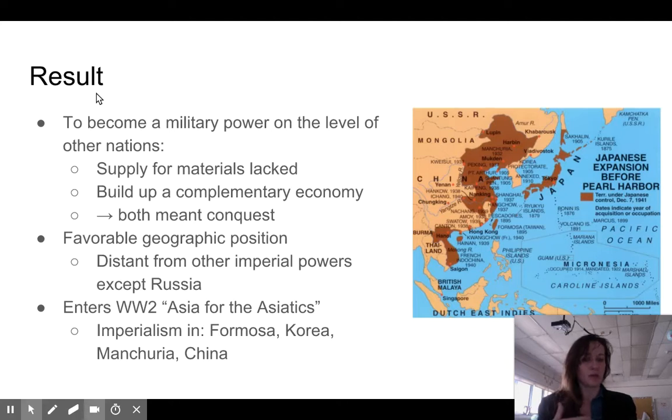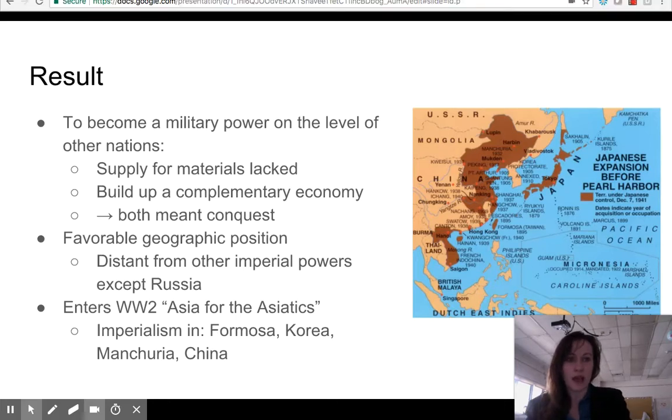We'll learn more about that when we do the World War II unit, but hopefully you understand the connection between the Industrial Revolution and imperialism in Japan, and also some of the similarities and differences to the other nations we talked about. If you have any questions, please ask, and I look forward to talking to you about this next class.